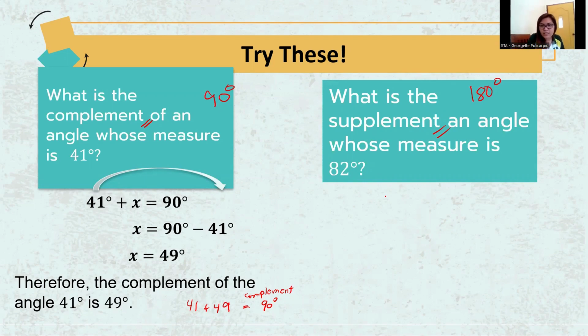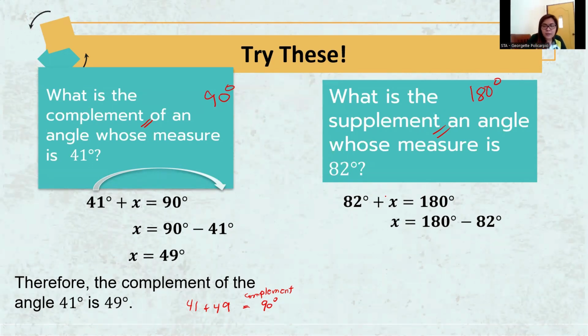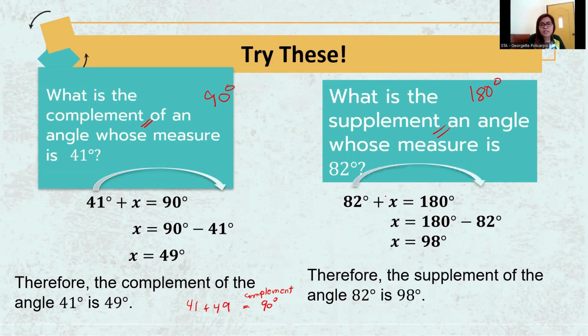Okay, so reveal natin yung answer. Kung kanina, add nyo yung dalawang angles, the result is 90. Ngayon, add yung dalawang angles, kasama yung unknown, and the answer should be 180. So to solve, use subtraction property of equality or transpose ulit. 82 degrees will become negative 82 degrees, and 180 minus 82 is 98. So therefore, the supplement of angle whose measure is 82 degrees is 98 degrees.